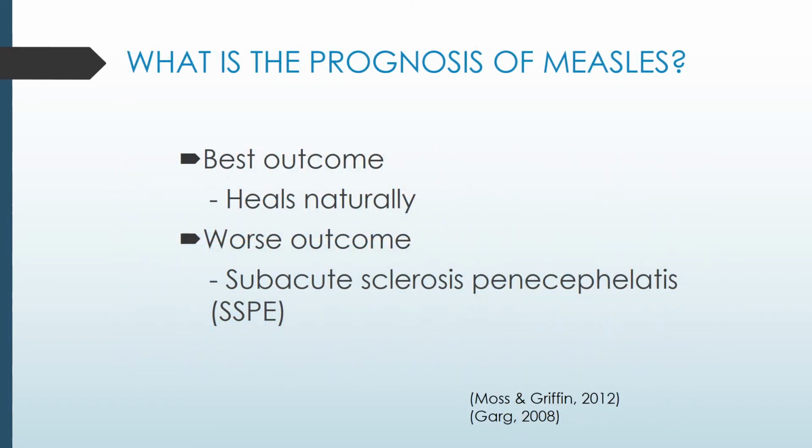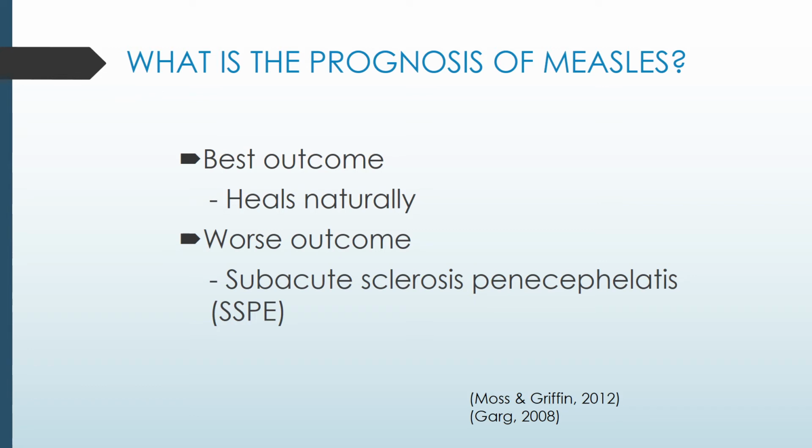What is the prognosis of measles? An estimated 60% of children infected with measles will heal naturally. However, 40% of the cases will develop complications, one of which is subacute sclerosing panencephalitis, or SSPE for short.